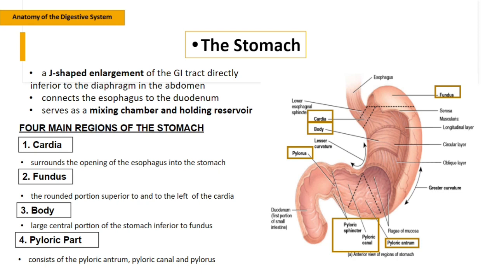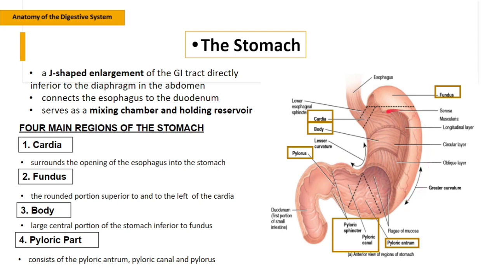Second major region of our stomach is the fundus, which is the rounded portion superior to and to the left of the cardia. Ito po yung fundus. This is the rounded portion. Third is the largest, which is the body, which is a large central portion of the stomach inferior to the fundus. So here it is the body.